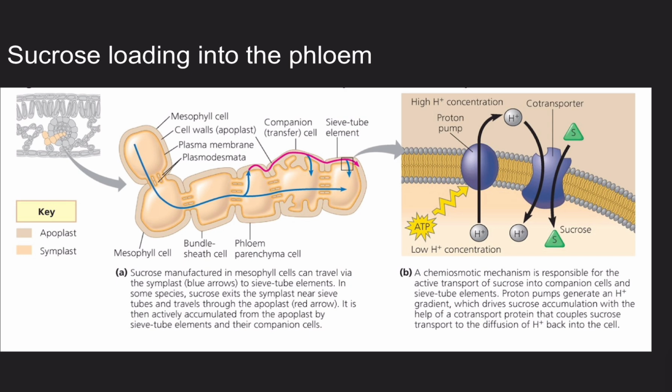So H+ is actively transported out of the cell to an area of a high proton concentration. And then the proton and the sucrose molecule use a cotransporter to enter back into the cell. In this case, they would be passively transporting back into the cell because the proton would go from an area of high concentration to low concentration. This couples sucrose transport to the diffusion of H+ back into the cell.